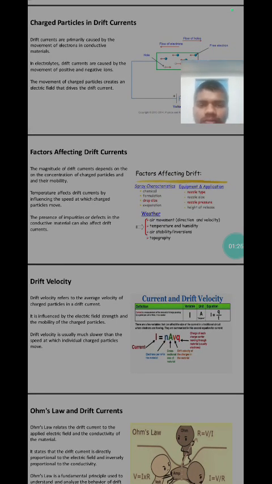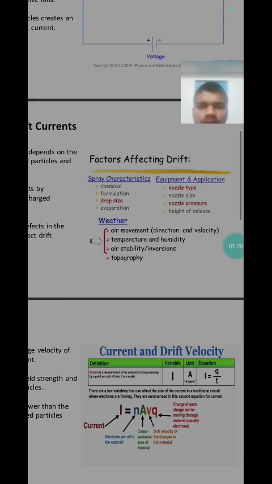Factors affecting drift: spray characteristics, equipment and application, chemical formulation, drop size, evaporation, nozzle type, nozzle size, nozzle pressure, height of release, air movement, direction and velocity, temperature and humidity, air stability, inversions, topography.